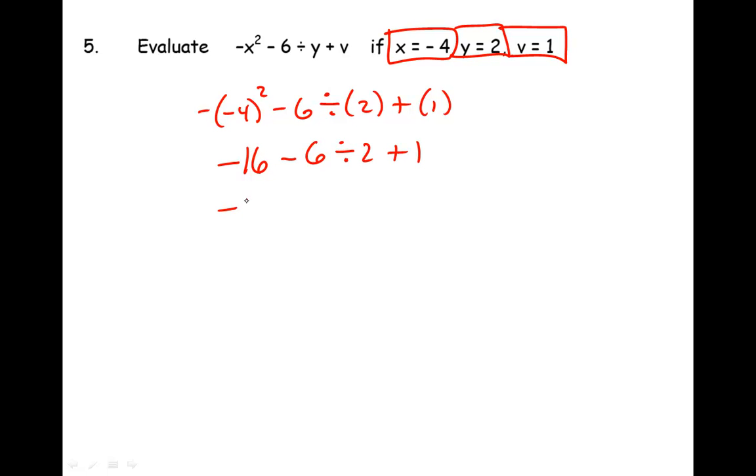Then I want to do my division. So negative 6 divided by 2 would be negative 3. Now I want to do addition and subtraction from left to right.